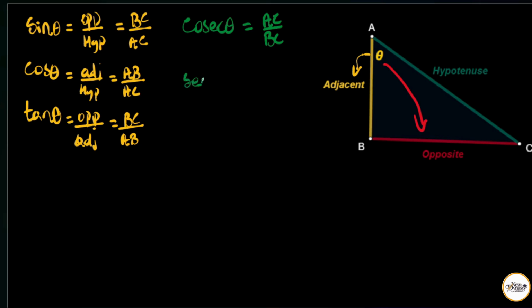Then the reciprocal of cos is sec theta. So your sec theta is going to be AC over AB, because now that is your reciprocal. Then the reciprocal of tan is cot of theta, and tan is BC over AB. So what is the reciprocal of BC over AB? That is going to be AB over BC. And that is how you define these trigonometric ratios. Let's move on to the next slide.